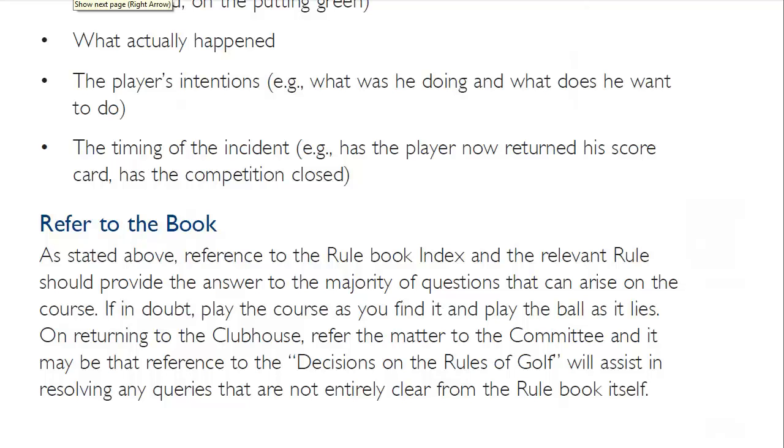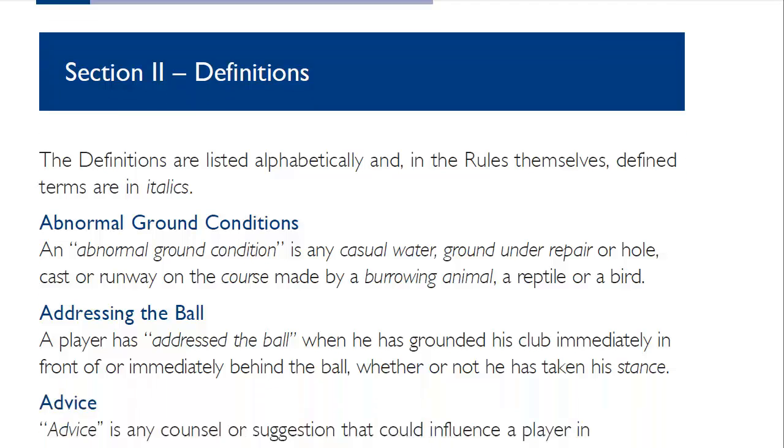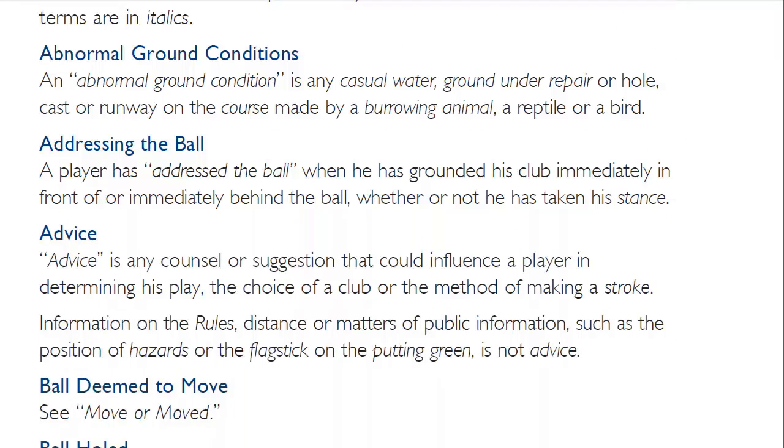Now we'd like to move on to the definitions on page 22. Okay, now we're on page 22, definitions. The definitions are listed alphabetically, and they're also in the rules themselves. The defined terms here are in italics throughout the booklet. So as we go into the definitions, it's key to learn the definitions on a terminology basis. There's a lot of terms that you hear as slang terms in golf, but these are the actual terms used in the Rules of Golf booklet. So you should learn these terms: abnormal ground condition, addressing the ball, advice, and so forth.